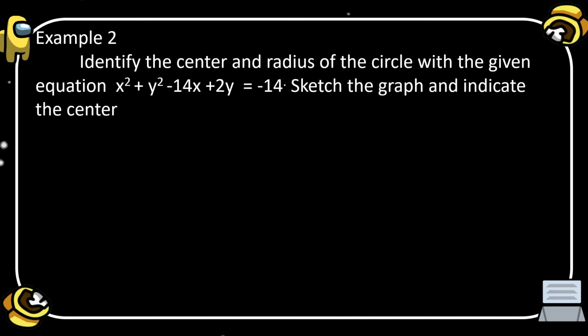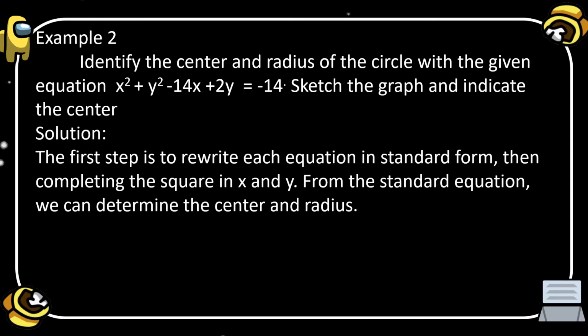So we have here example number 2. Identify the center and radius of a circle with the given equation x squared plus y squared minus 14x plus 2y equals -14. Sketch the graph and indicate the center. We have here the solution. The first step is to rewrite each equation in standard form by completing the square in x and y. From the standard equation, we can determine the center and radius.